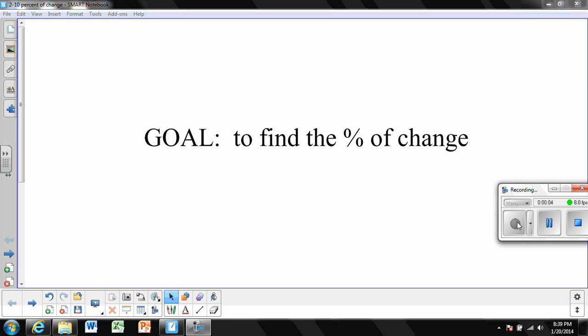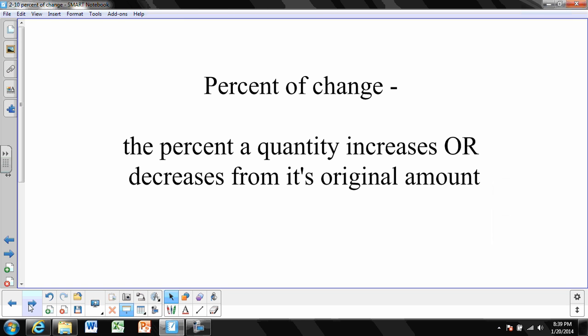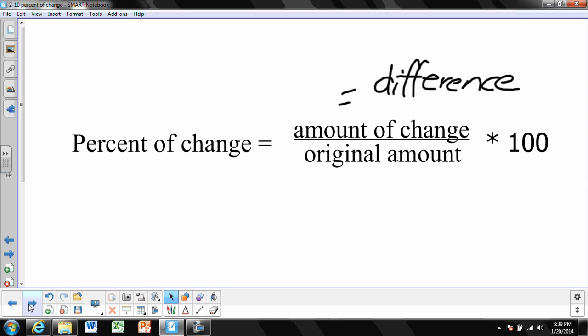Hi everyone, today's goal is to find the percent of change. The percent of change is the percent a quantity increases or decreases from its original amount. The percent of change is found by taking the amount of change, which is the same thing as the difference.